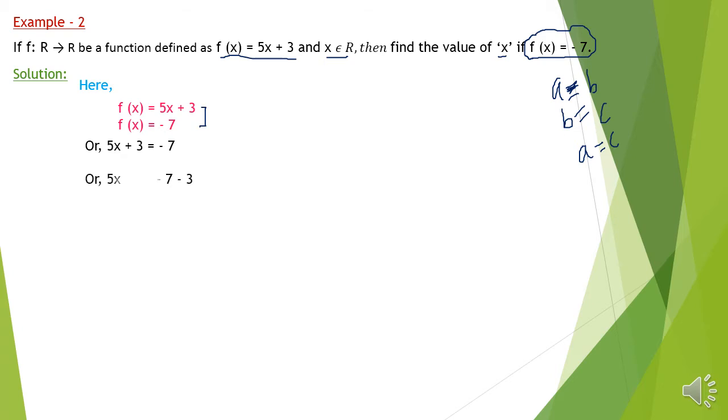And now 5x = -7 - 3. 3 changes its side, so its sign changes. x = -2. This is our answer, x = -2. And it's a pretty easy equation.